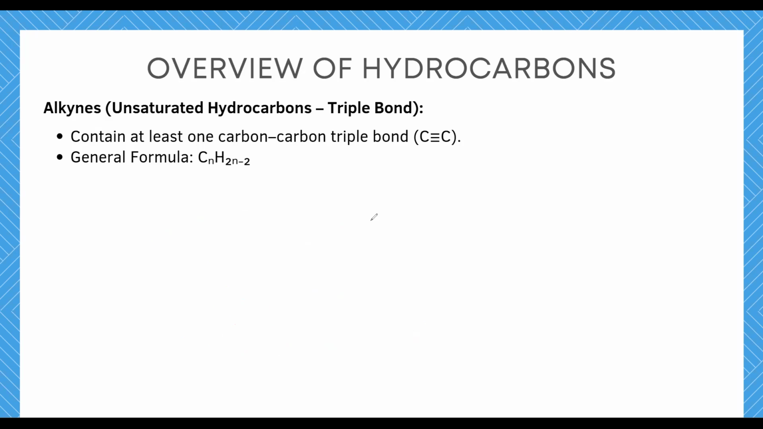Good. So the third category of hydrocarbons that we have, which are called alkynes, are the ones that contain at least one triple bond, one carbon to carbon triple bond. Can you see that? Good. And the general formula is given as CnH2n minus 2. So if I say an alkyne has six carbon atoms, what will be the molecular formula? Go ahead and do that for me.